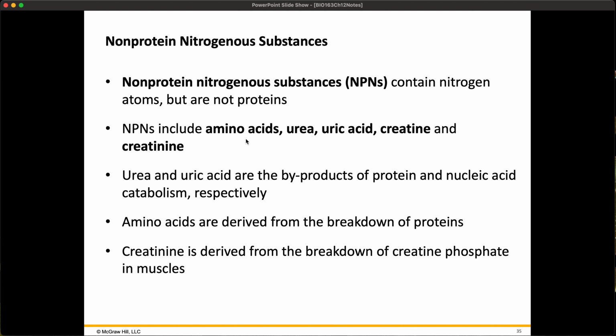Things like amino acids, which are protein building blocks. You can still have free amino acids in your body that haven't been converted into proteins yet. Urea and uric acid can be made from your cells and your kidneys as well. And then creatine and creatinine, where creatinine is a breakdown of the creatine molecule. Urea and uric acid are byproducts of protein and nucleic acid catabolism, nucleic acids for your DNA, and amino acids from breakdown of proteins. So as things are being recycled, all of these get transported and travel through your blood, either to the kidneys or to the liver for excretion.